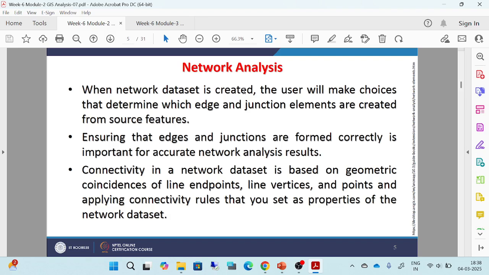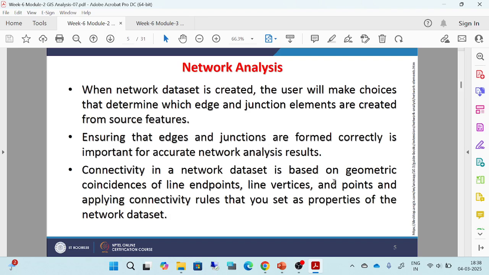So that's why I was saying it's very user specific. If you are not very clear about what all networks you have to create or what all points you have to consider, and if that is not done properly, then the analysis itself will not be fruitful. So ensuring that edges and junctions are formed correctly is important for accurate network analysis results.